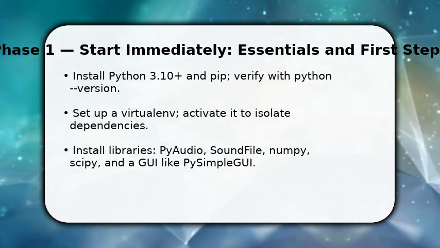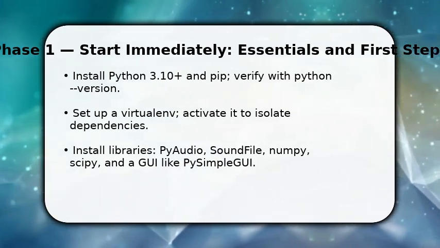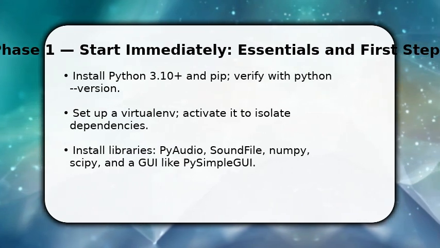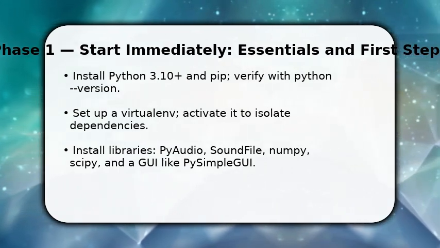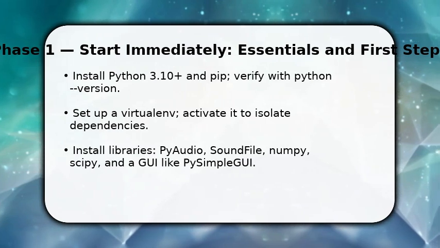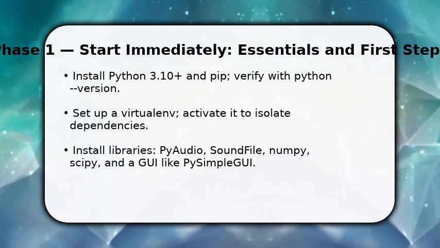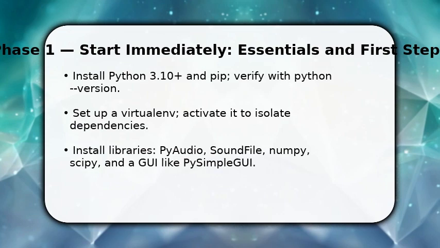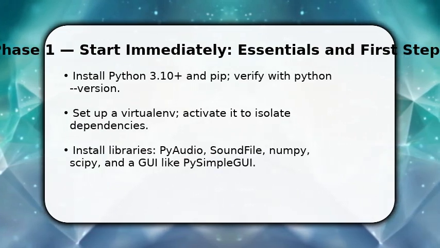Next, add a simple GUI toolkit such as PySimpleGUI for controls. Then, test microphone capture with a short script to record 3-5 seconds of raw audio to confirm input levels. This ensures you can hear and process real-time audio.